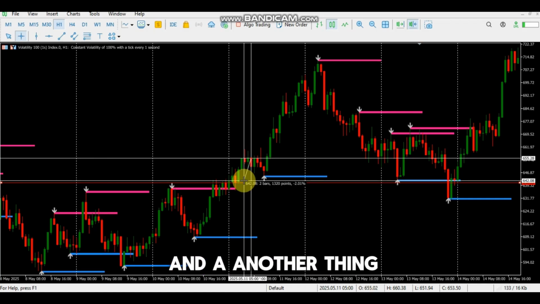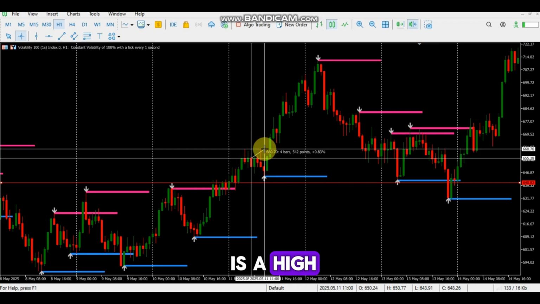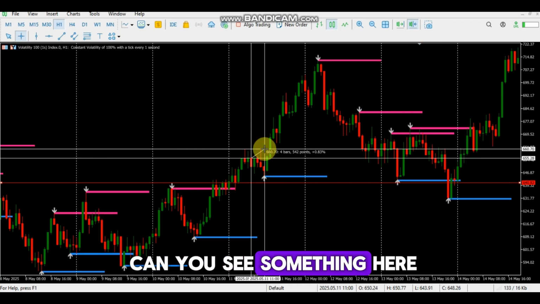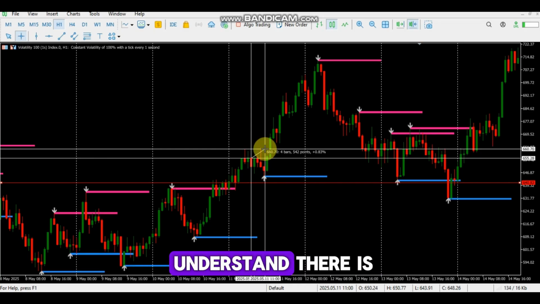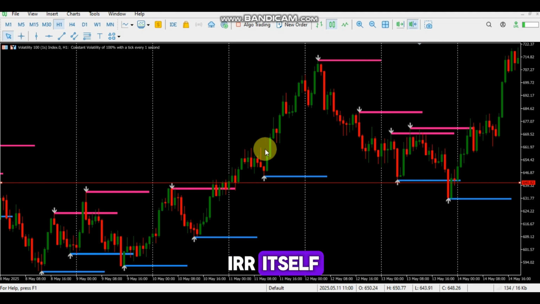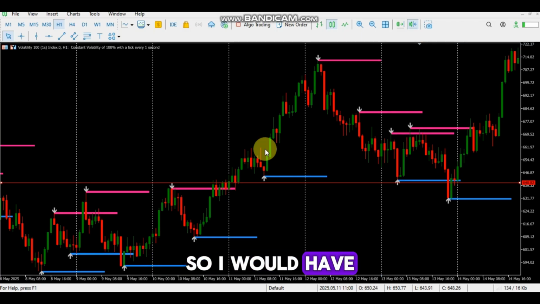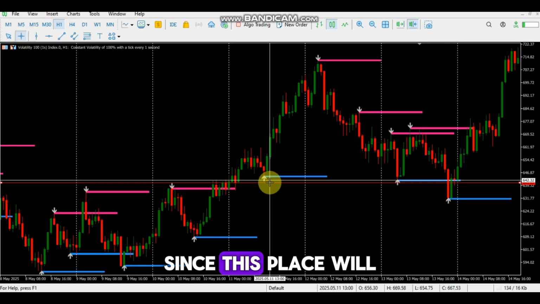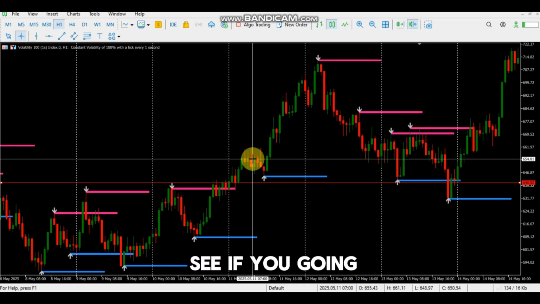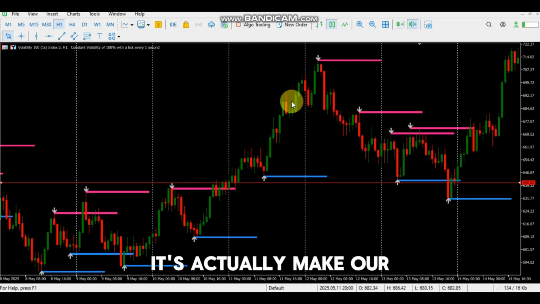And another thing, can you see this is a higher high? The higher high itself is a little bit low for what we want to make use of. So in this kind of situation, I always avoid this kind of trade, because the higher high is very low, which means the market can actually go down. So I would have left this kind of market, although if I had placed this trade it would have been profitable, since this place would be our stop loss. And if you go to 230 pips, it actually makes 260 pips, but I'm not going to make use of this one.